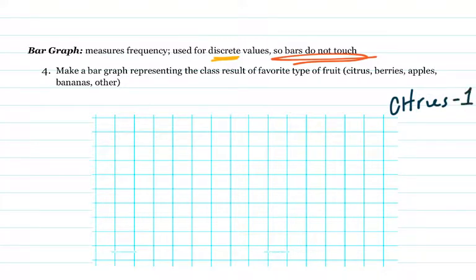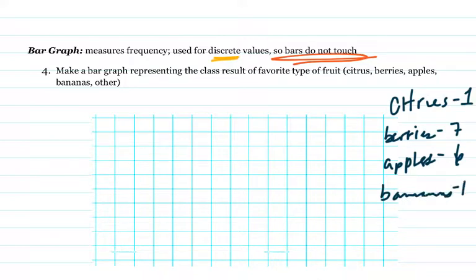When I asked this question before, for citrus, I had one person say that they like citrus. For berries, I had 7 people say that their favorite fruit were berries, like strawberries, raspberries, blackberries, blueberries, any of those. I had 6 people who said that their favorite fruit were apples. We had 11 people say that their favorite fruit were bananas, and for other, I actually had nobody say other. Apparently, everyone likes either citrus fruits, berries, apples, or bananas.